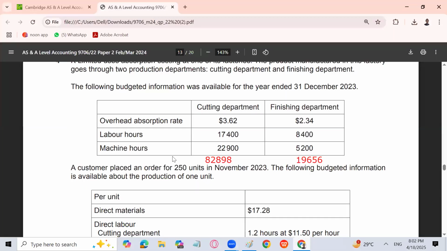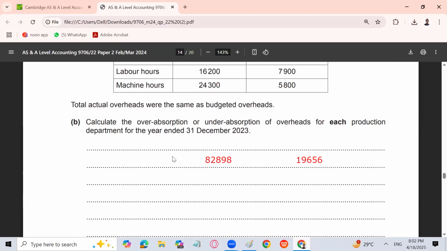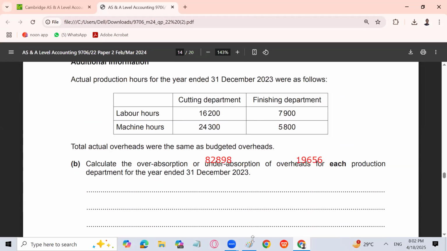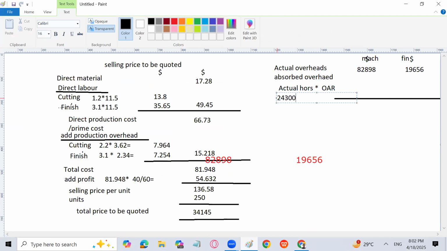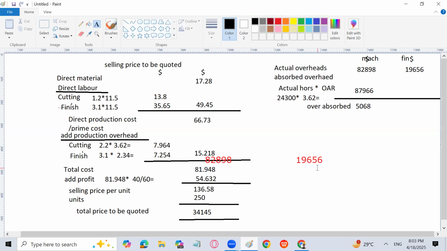Actual hours for machining department, sorry, is how much? 24,300. Here it is given 24,300, and the OAR per machine hour is the same 3.62. So you will multiply 24,300 into 3.62, which is 87,966. Now you can take the difference, and this will come over absorbed, 5,068.